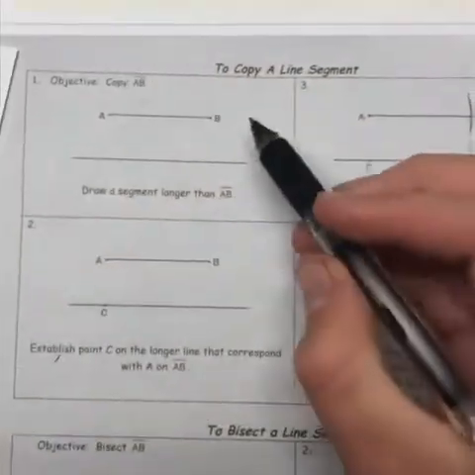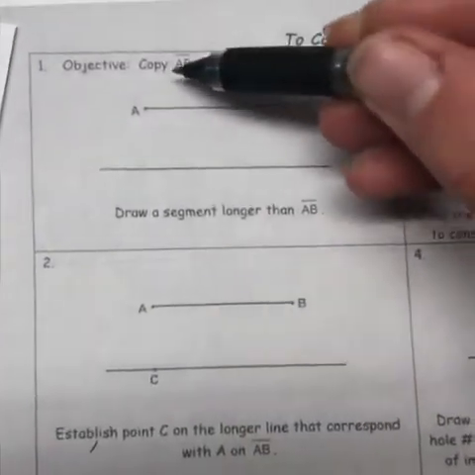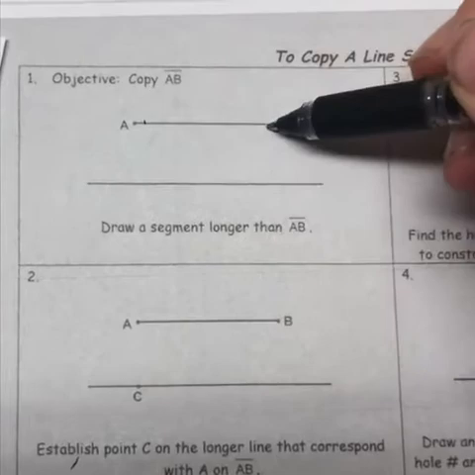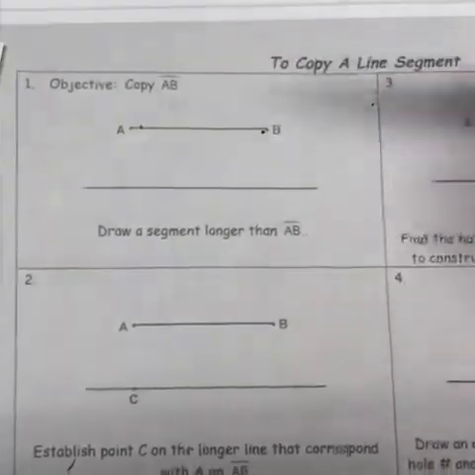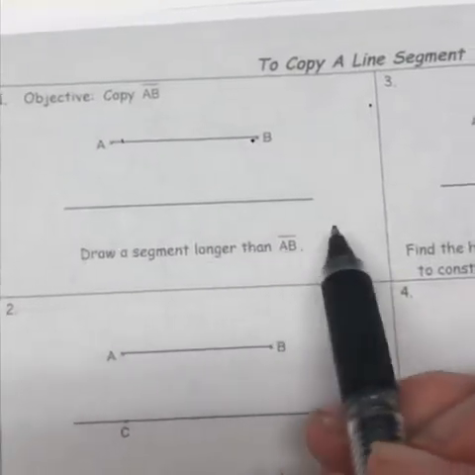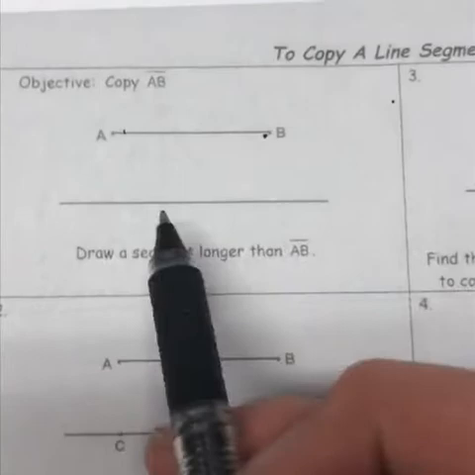Hey there, this is how to copy a line segment. Right now our current objective is to copy line AB. The first step is to draw a line segment that is longer than AB. If you eyeball that, you can tell that's a little longer.